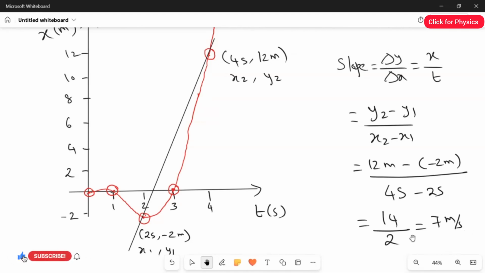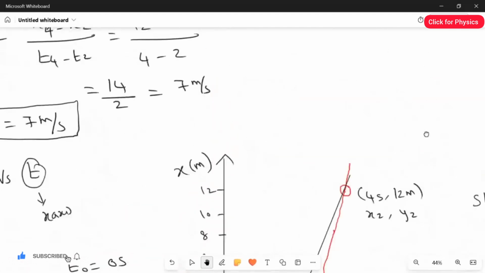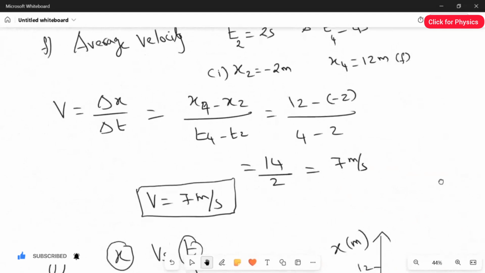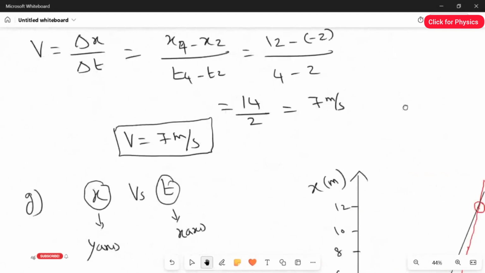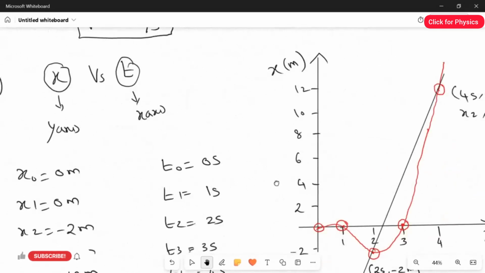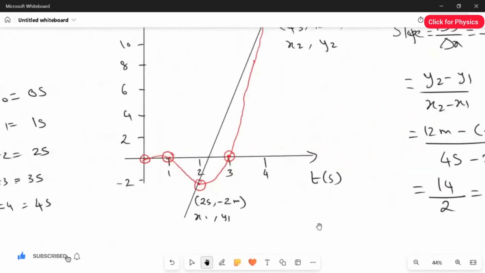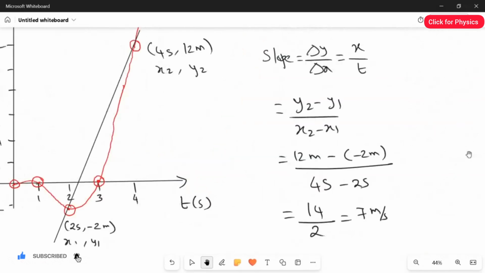So now you can see the answer from the slope, we got 7 meter per second, which is exactly similar to the answer in our F part. So this is the way we have to show the answer from the graph. Clear? So here we have the answer for the parts. So please read the question very carefully and answer the questions one by one, and please use your calculator properly. Clear? That's it. Thank you.